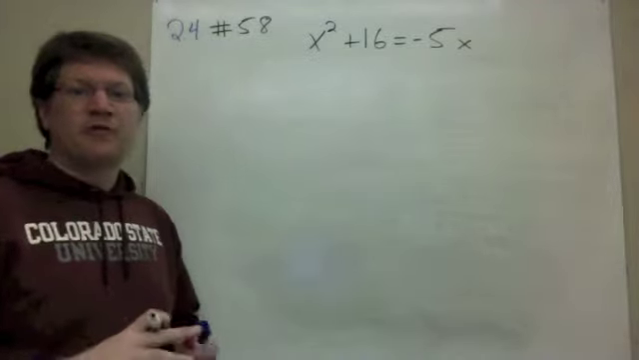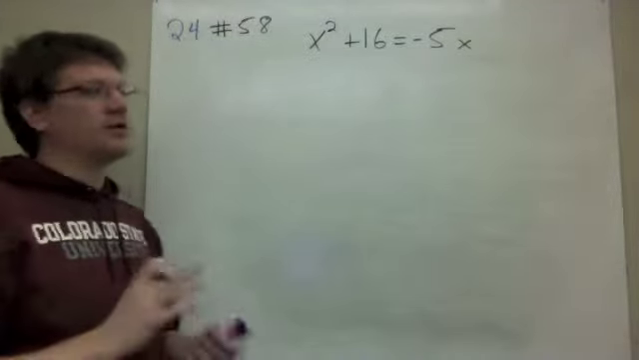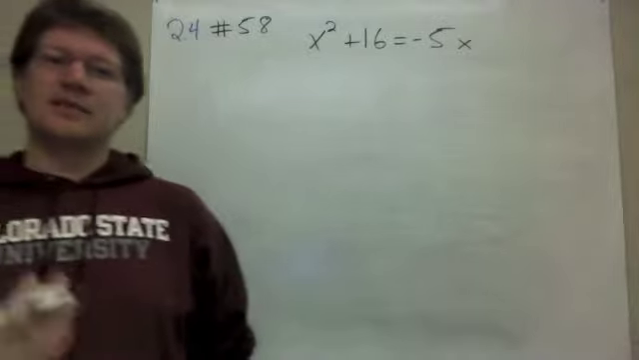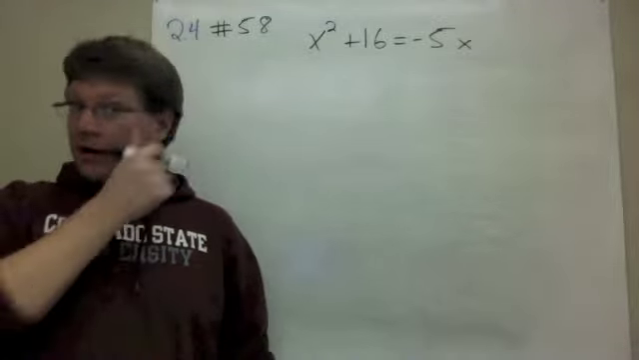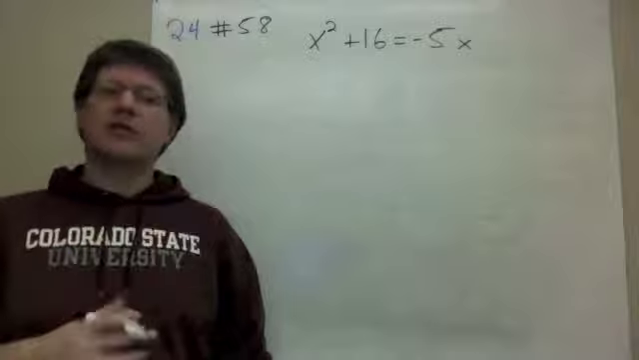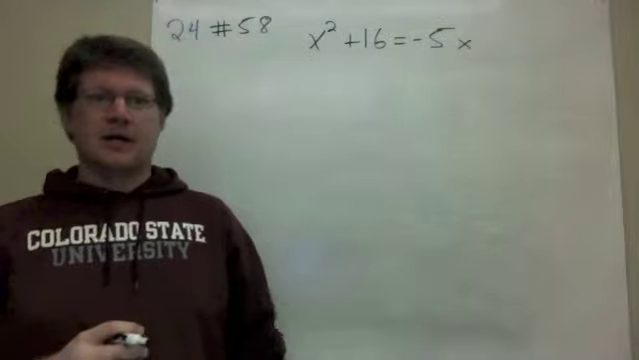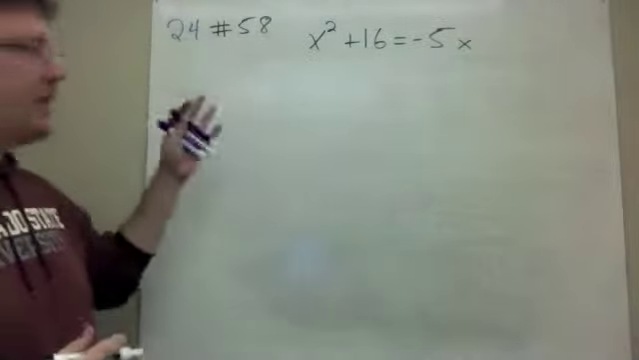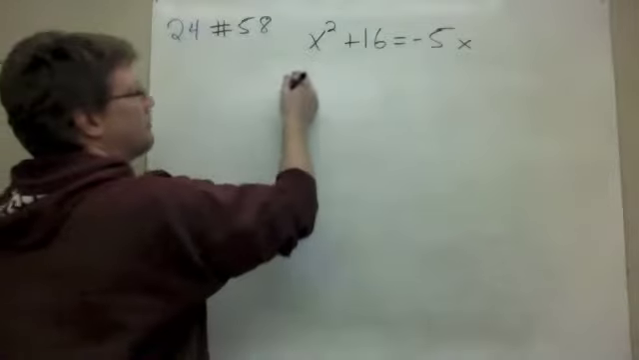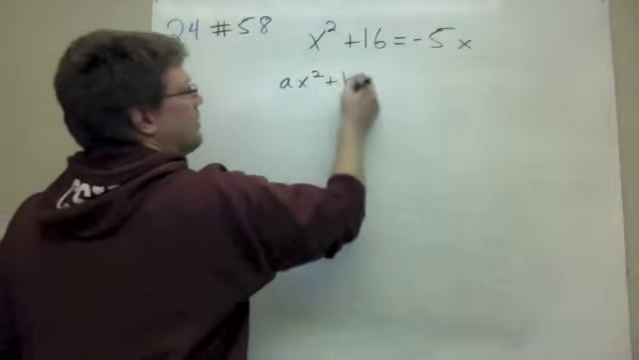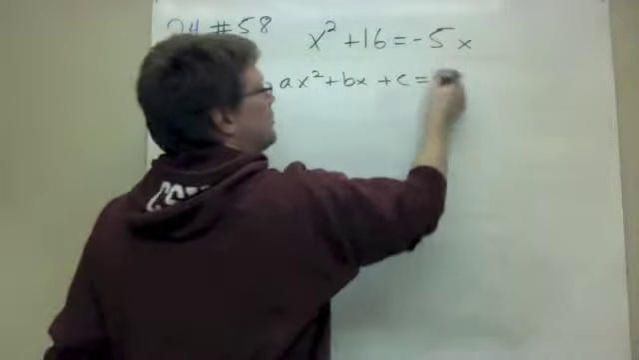Section 2.4, number 58. We're given this equation, x squared plus 16 is equal to negative 5x, and we are asked to solve this using the quadratic equation. Now, the quadratic equation works with things of the form ax squared plus bx plus c is equal to 0.